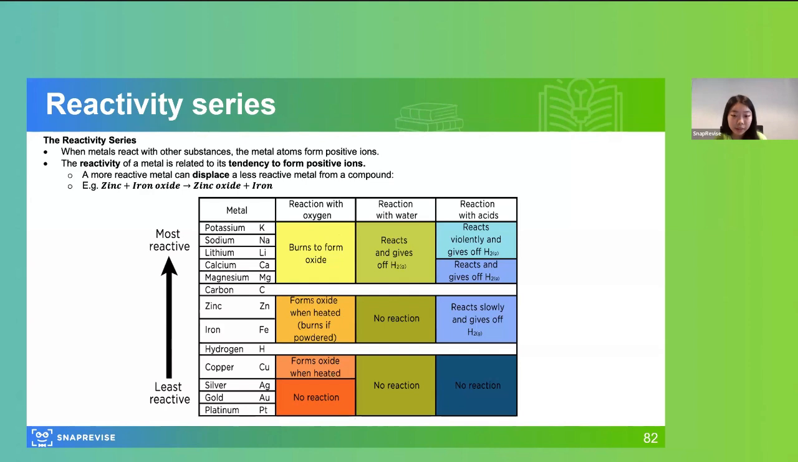Reactions with acids: anything below hydrogen is not going to react. So even copper is not going to react in this case. Zinc and iron are going to react slowly and give off hydrogen gas. As it goes higher up on the reactivity series, it's going to react more and more vigorously. All of them are going to release hydrogen gas, but they react more vigorously the higher you get on the reactivity series. So that is the reactivity series on its own.